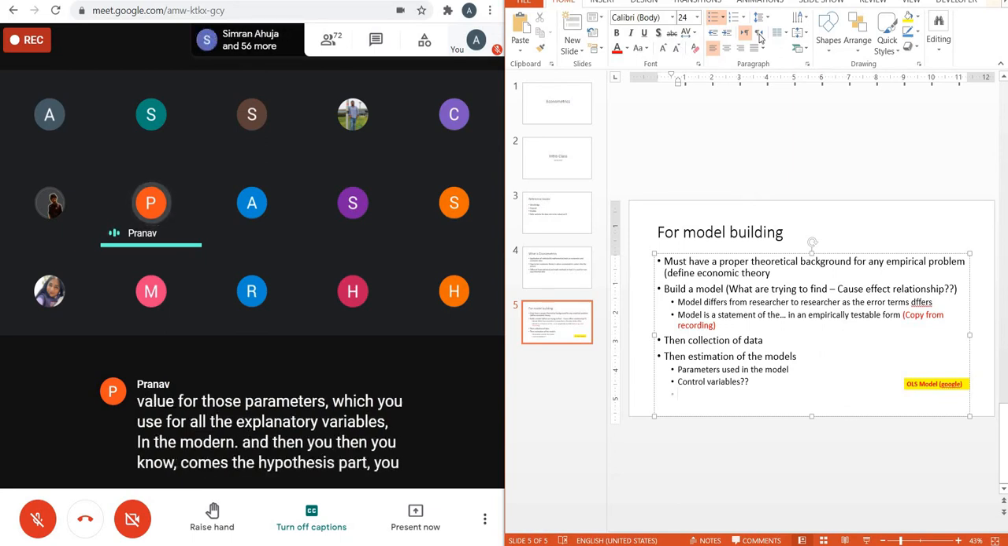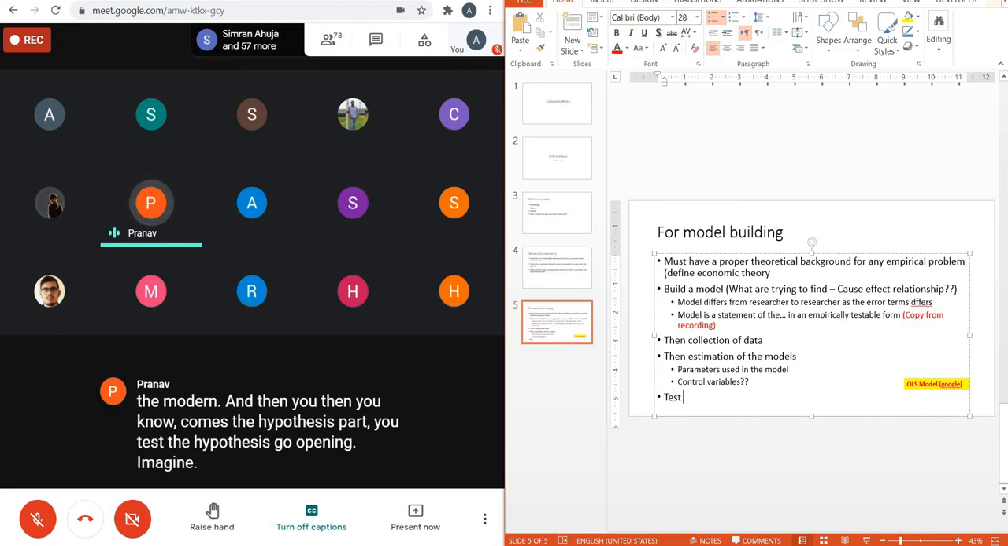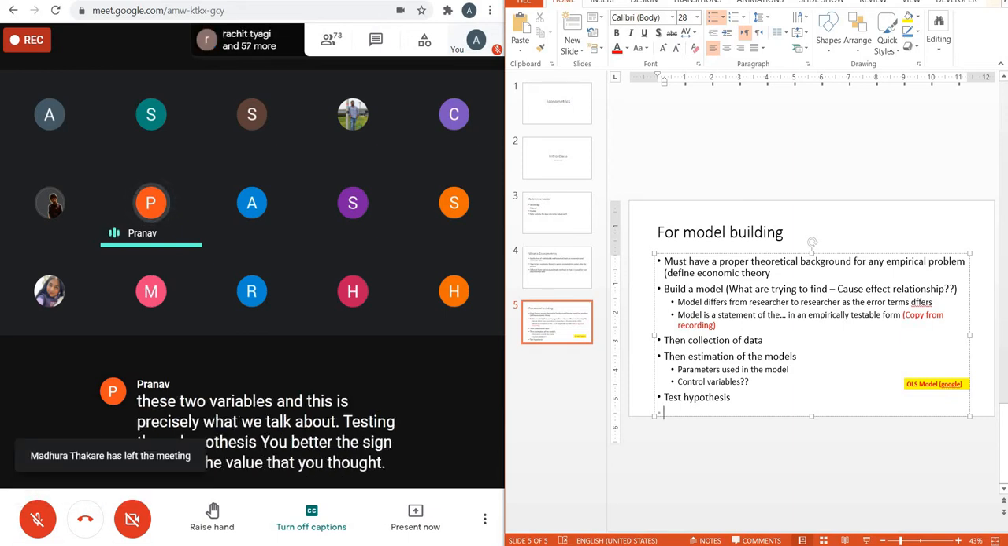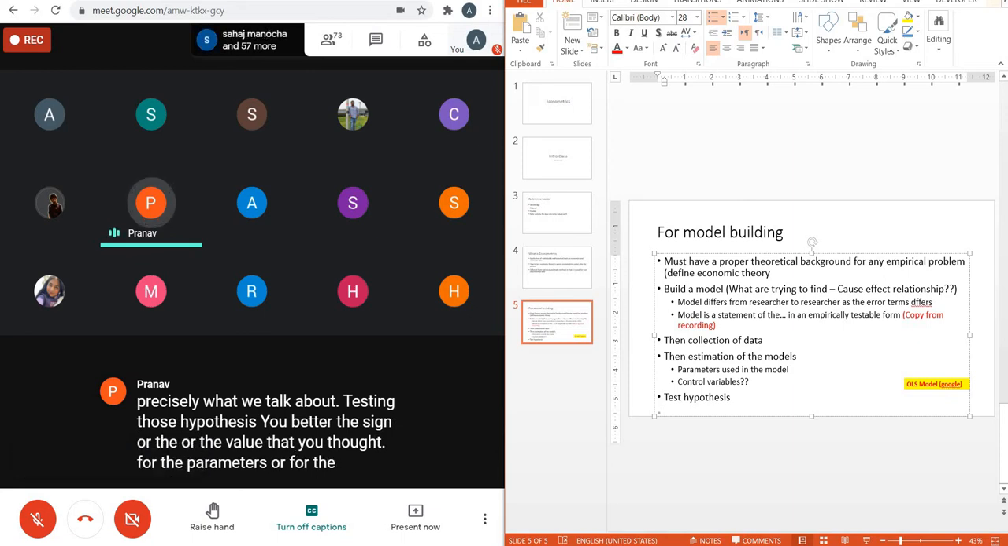You test the hypothesis. Whatever you imagined, whatever you assumed, like the law of demand, or in this case I am assuming that yes, those who performed well in the entrance test should also do good at Berkeley examinations as well. So I expect a positive relationship between these two variables, and this is precisely what we mean by testing hypotheses. Whether the sign or the value that you thought for the parameters or coefficients attached to these explanatory variables turn out to be true or not. And that's why they are called hypotheses.